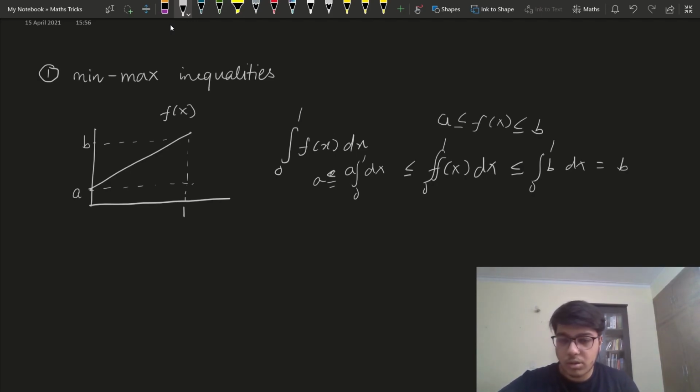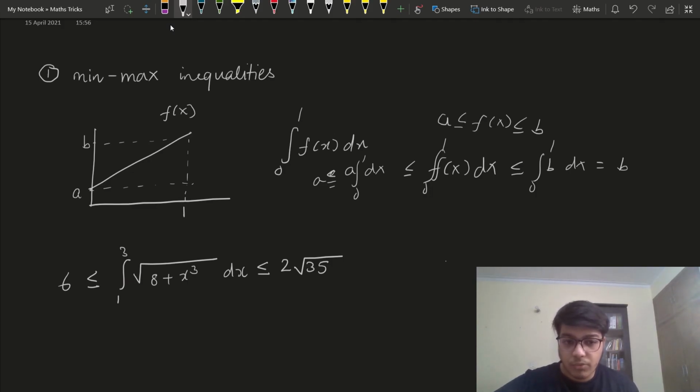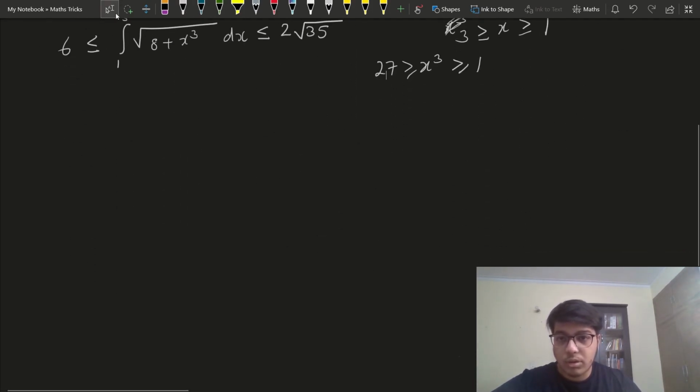Let's discuss a problem on this. So there's this question: the integral from 1 to 3 of root of 8 plus x cube dx. We need to prove that this is less than or equal to 2 root 35 and greater than or equal to 6. तो उसमें क्या करें? We can see that for x in 1 to 3, x is greater than or equal to 1, less than or equal to 3. So x cube will be greater than or equal to 1, less than or equal to 27. So 8 plus x cube would be greater than or equal to 9, less than or equal to 35.